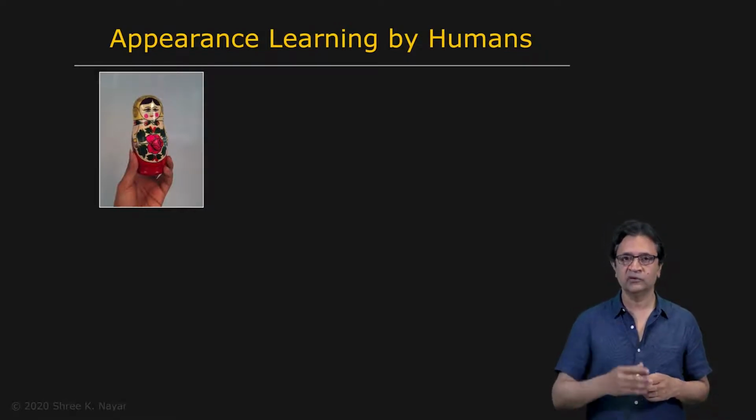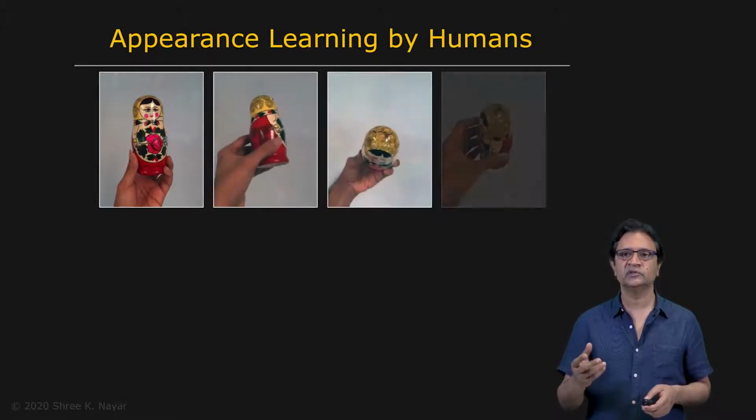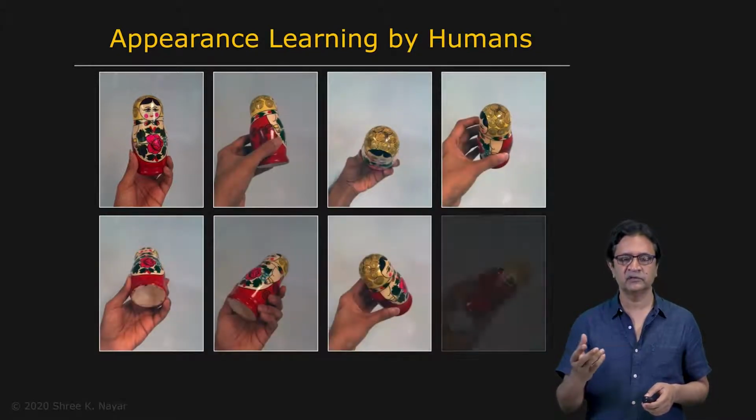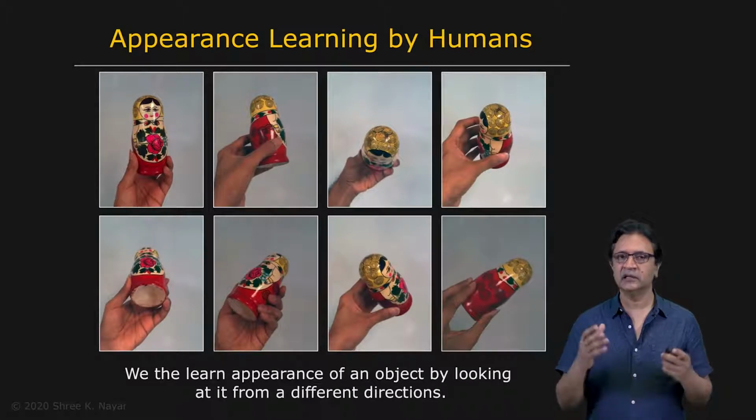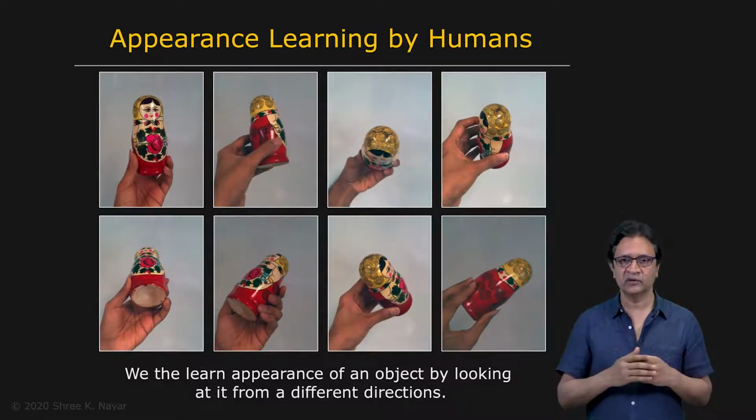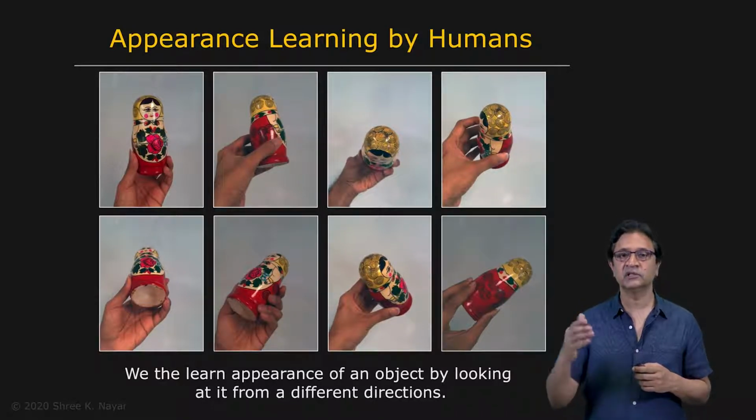Well, if I hand it over to you, very likely what you're going to do is to look at this object from different perspectives, different directions, and then that set of images you're going to somehow convert into a representation and tuck it away in your brain. You don't know exactly what that representation is, but it's some compact representation. And then when you see this object again in the future, you're able to recognize it.